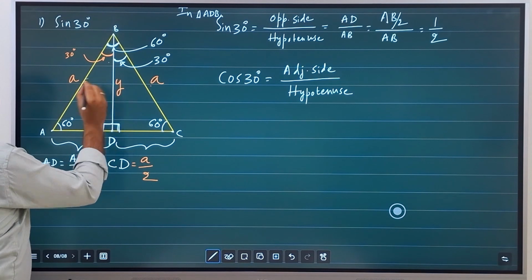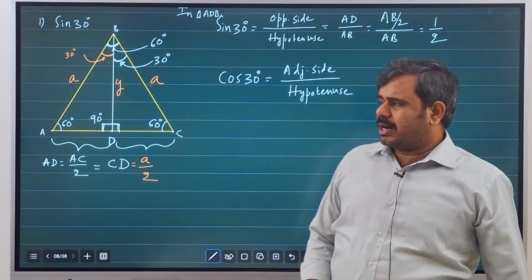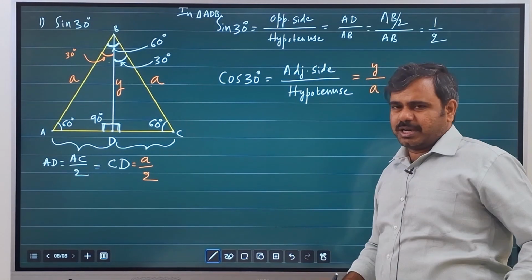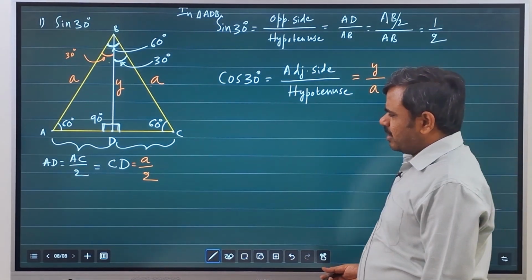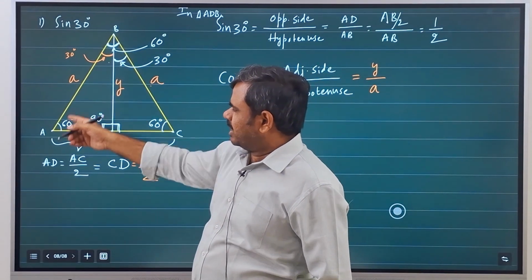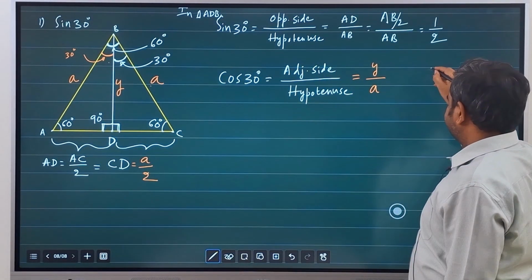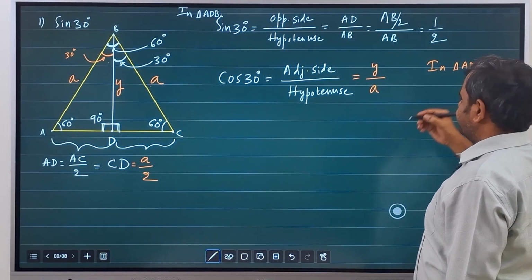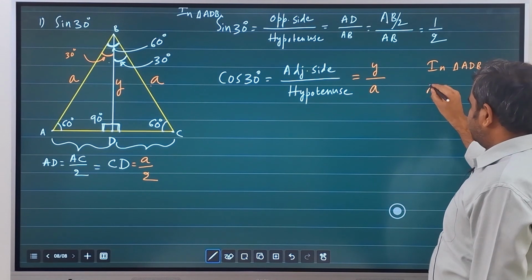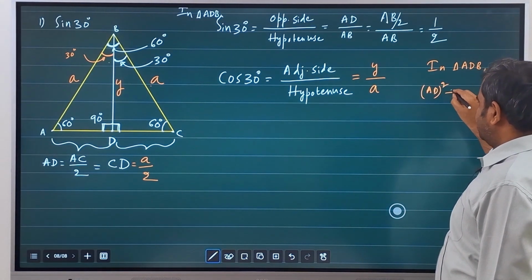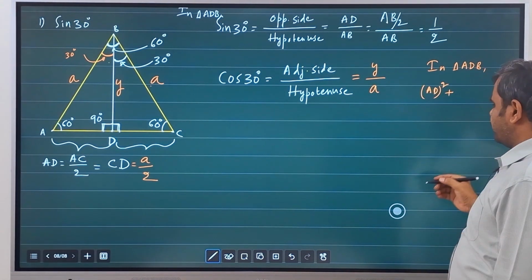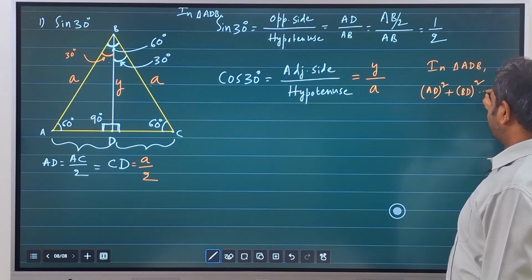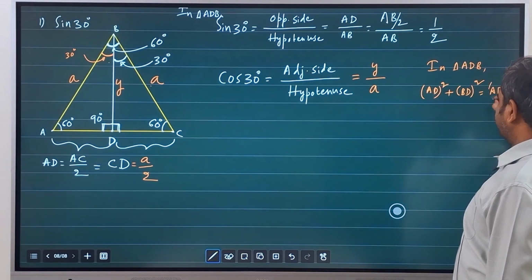Let me call this vertical side Y. Adjacent side means Y, hypotenuse means A. So this is Y by A. How do we calculate Y in terms of A? Use Pythagoras theorem in triangle ADB. The sum of the squares of the sides is equal to the square of the hypotenuse. AD square plus BD square is equal to AB square.